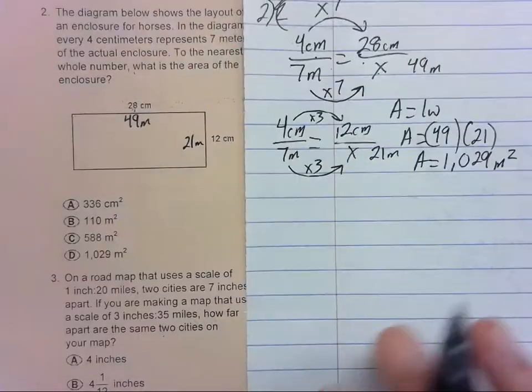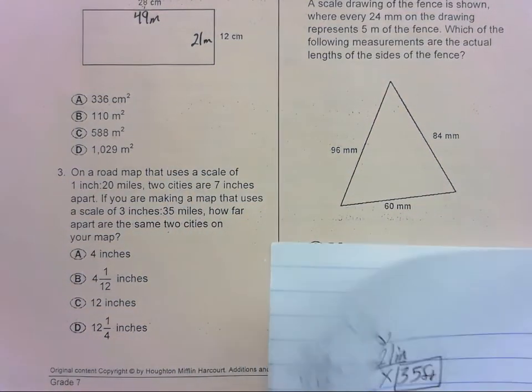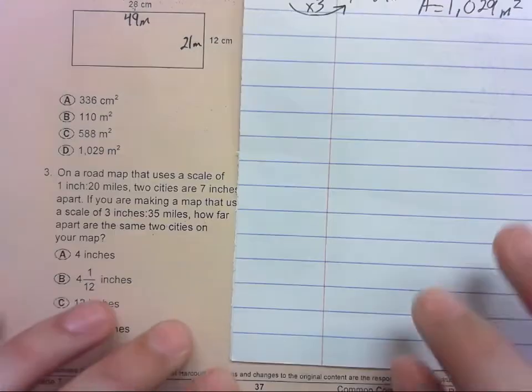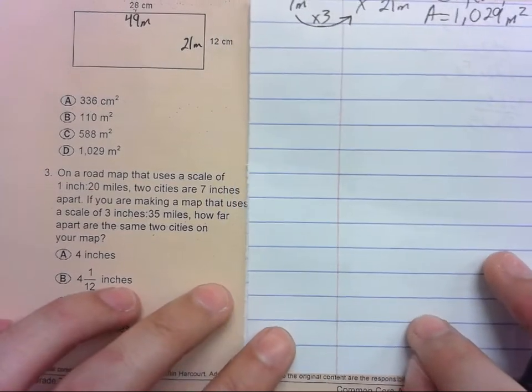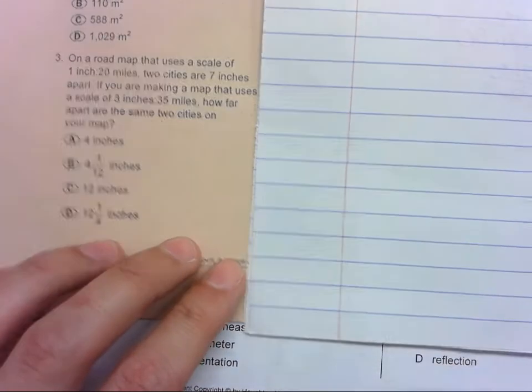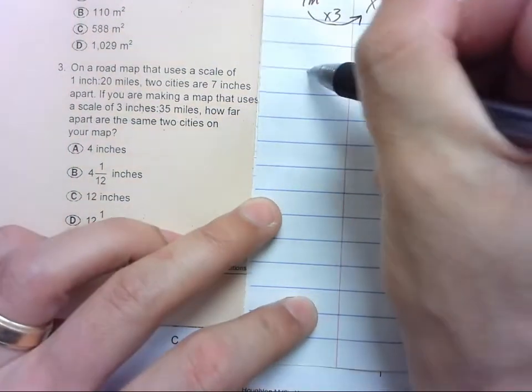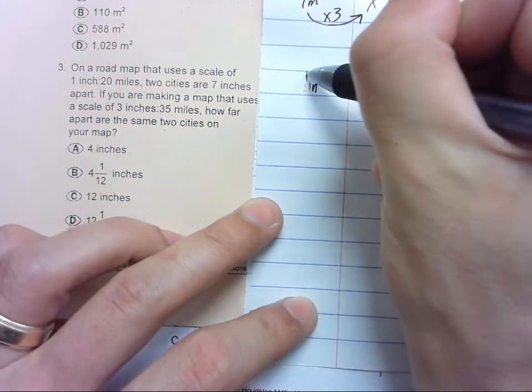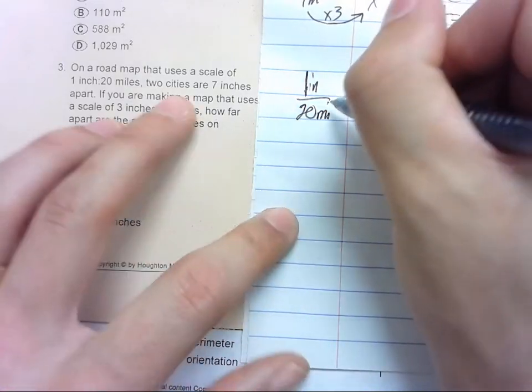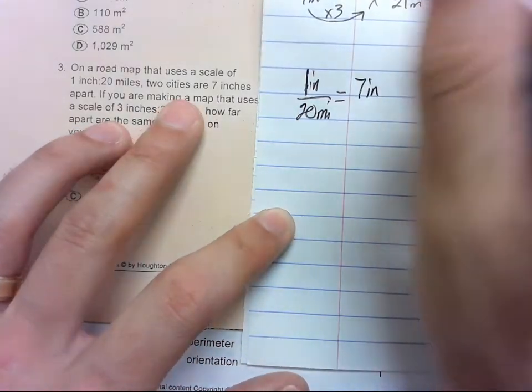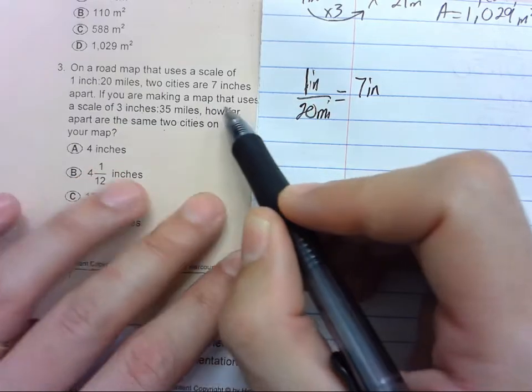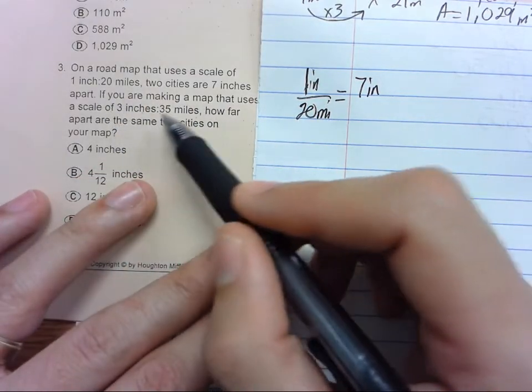Number 3 has multiple parts. So let's look at that. 3. A road map that uses a scale of 1 inch is 20 miles. 2 cities are 7 inches apart. If you're making a map that uses a different scale, how far are they on the map?